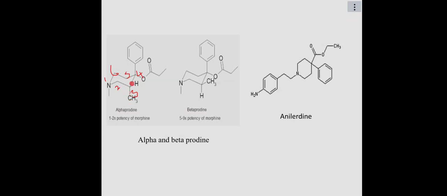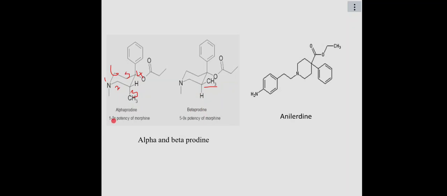The vertical is also known as axial orientation. When the substituent at position number three carries an axial orientation, think about axial and alpha. That one we can remember. So when it carries an axial or vertical orientation, that is what we call the alpha prodine. When the methyl group carries a horizontal orientation, that is what you call the beta prodine.